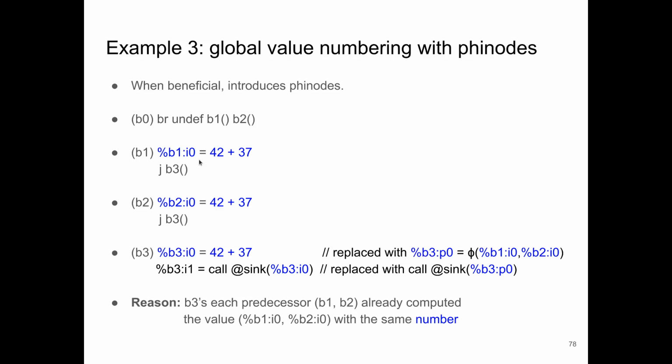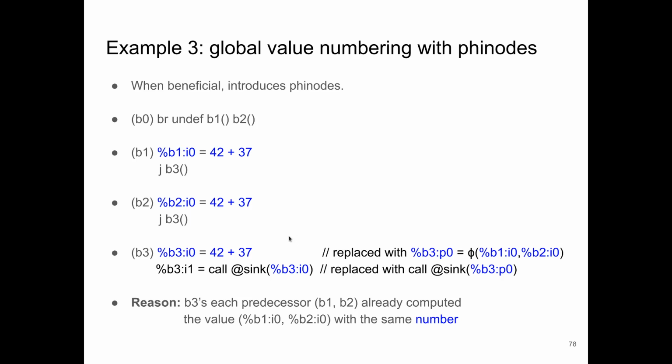And you can see that everything is the same. It is 42 plus 37, 42 plus 37. This is 42 plus 37, and this is 42 plus 37. So regardless of which block the control flows from, this B3's P0 should also have the same value. That's the reason why I colored them with the same blue color, and it means that they should have the same number in the global value numbering optimization.